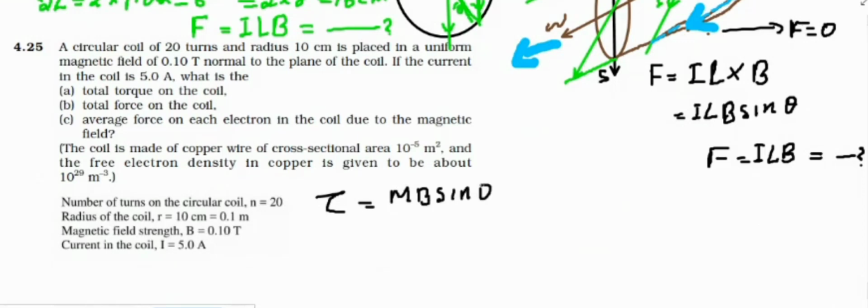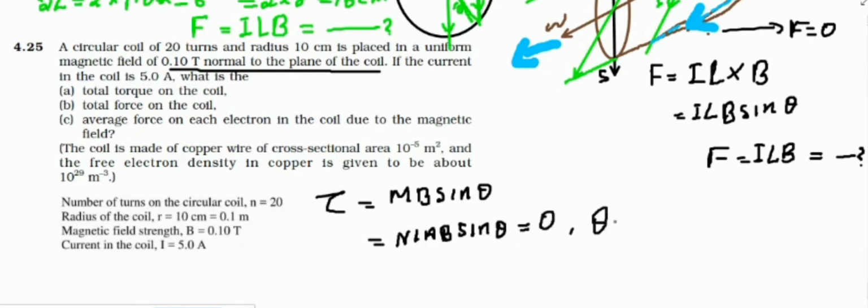Now what is theta there? If it is NIAB sin theta, theta is the angle between area of the coil and magnetic field. Here it says magnetic field is normal to the plane of the coil. If magnetic field is normal to the plane of the coil, you can find the area of the coil by drawing a normal. Now magnetic field is also normal, so you will get angle theta is equal to 0. As theta is equal to 0, sine 0 is 0, so no torque, you will get the answer 0.